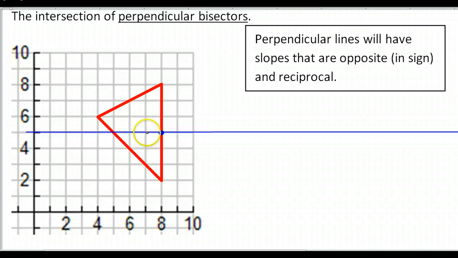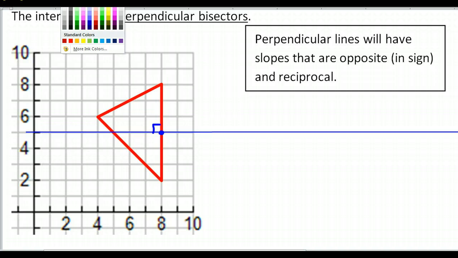Okay, I'll put a little box here to remind me that it's perpendicular, and it's the midpoint, so it's a bisector. Now, let's go ahead and draw another perpendicular bisector. You're just going to pick one of these other two sides. Doesn't really matter which. Again, I'm going to do both just for practice.